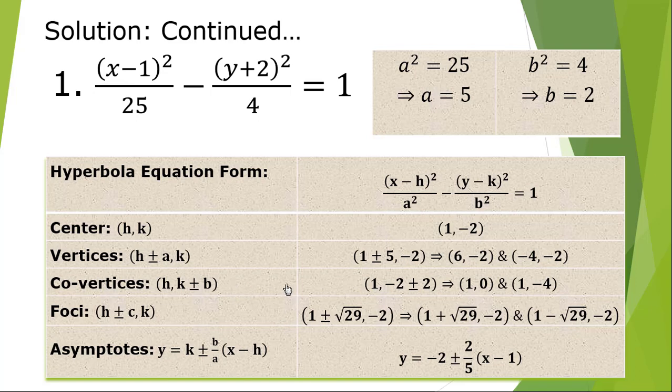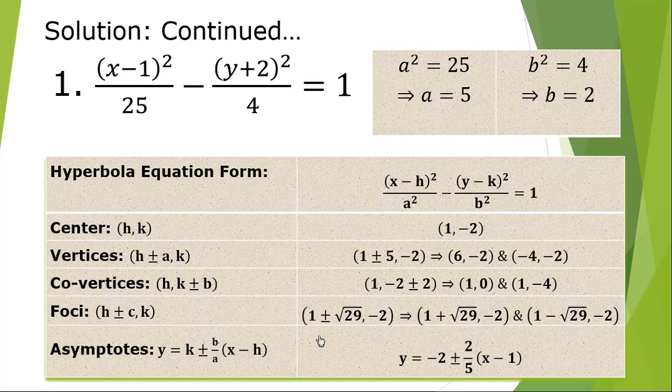For the co-vertices, we have here the guide for the coordinates. We have 1, then the k is negative 2, plus or minus the b, which is 2. Simplifying this, we have 1 and negative 2 plus 2, 0, and 1, then negative 2 minus 2, it's negative 4. So the coordinates of the co-vertices of this hyperbola are at (1, 0) and (1, -4).